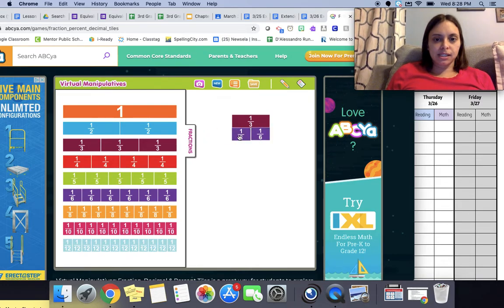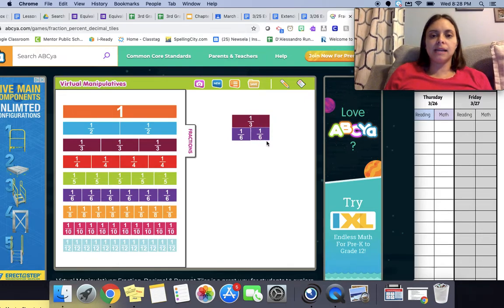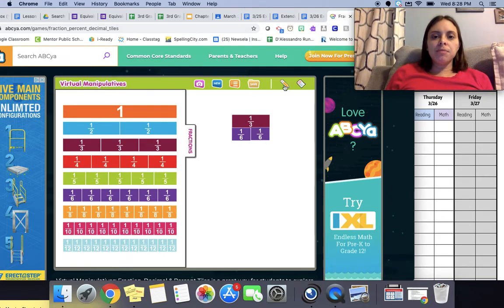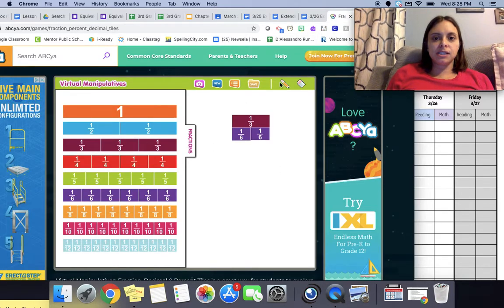2 6ths are worth the same amount as 1/3. They are equivalent. They are the same size, the same amount. So I would have been able to write, and I'm actually going to use my pencil here so you can see, 1/3 is equivalent to 2 6ths. So on your paper, you wouldn't write the 1/3 because it's already written. 1/3 is equivalent to 2/6.